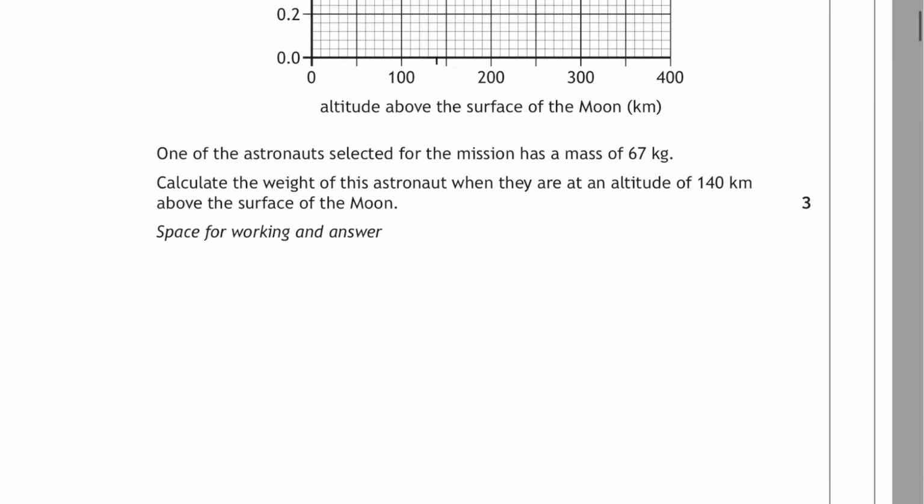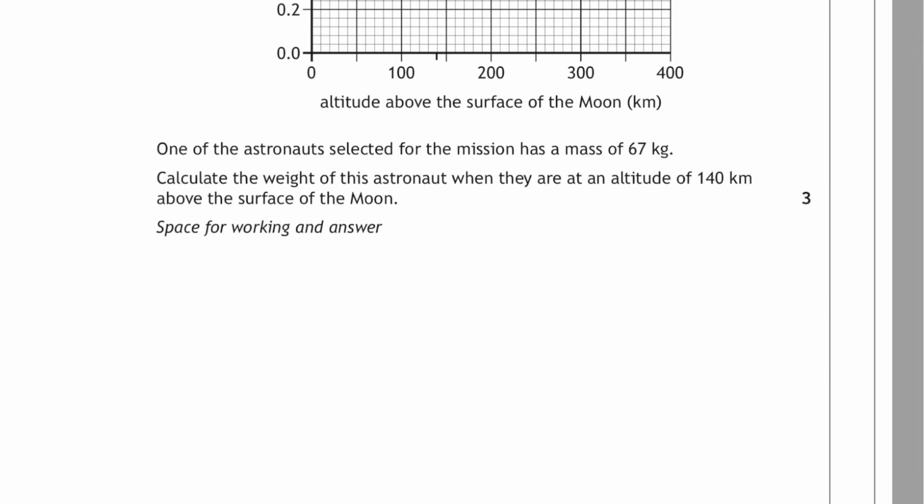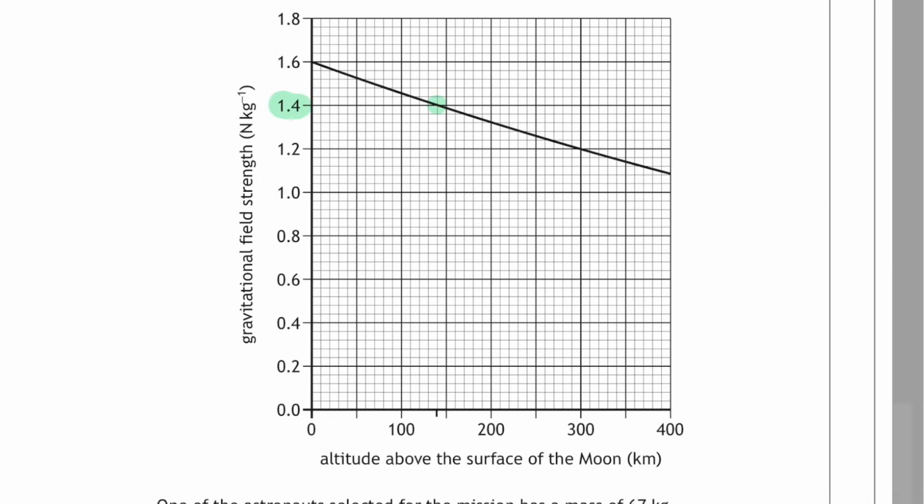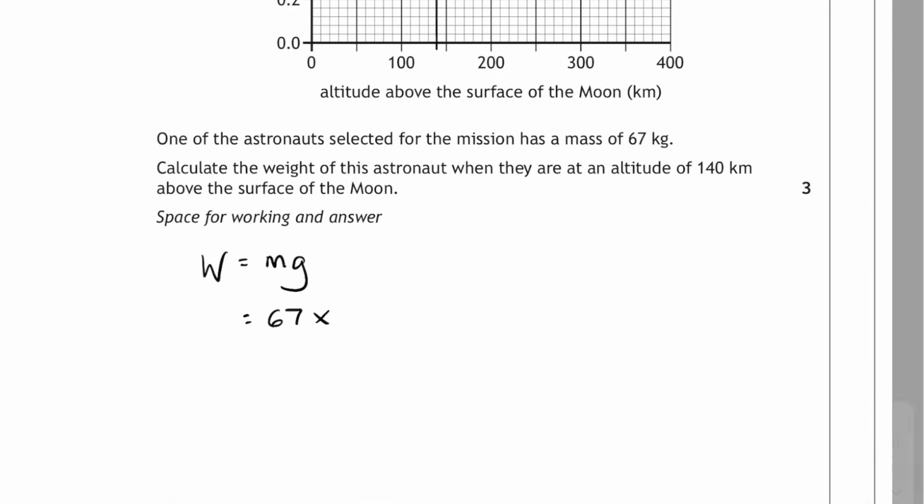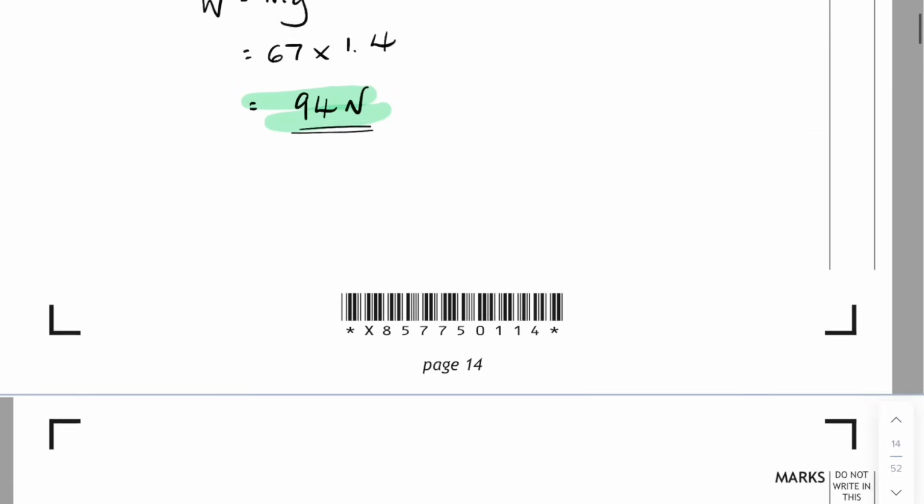It says one of the astronauts selected for the mission has a mass of 67 kilograms. Calculate the weight of this astronaut when they are at an altitude of 140 kilometres above the surface of the moon. Well, we're using W equals mg here. The mass was 67. The value of g at that height is 1.4. Just checking that by putting a couple of lines on. So g is equal to 1.4 and gives us the weight of the astronaut at that height as 94 newtons. Again, rounding that to two significant figures, same as the numbers in the question.